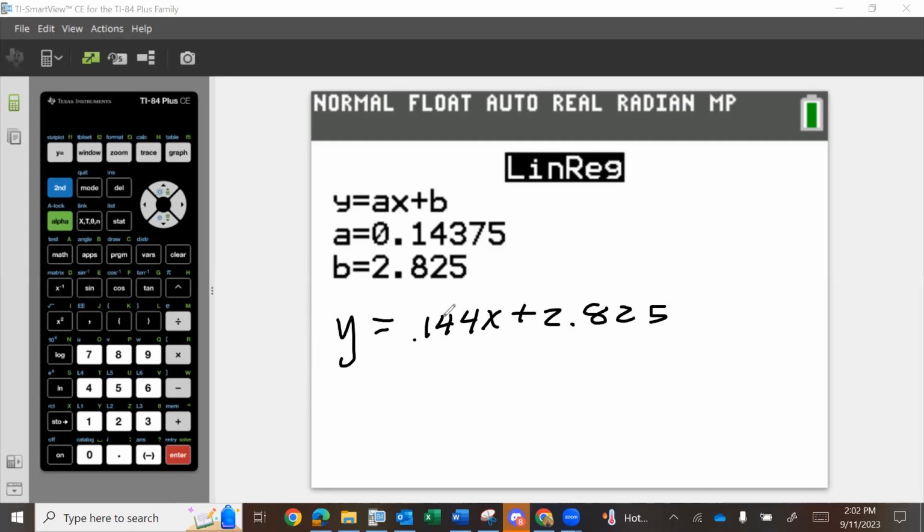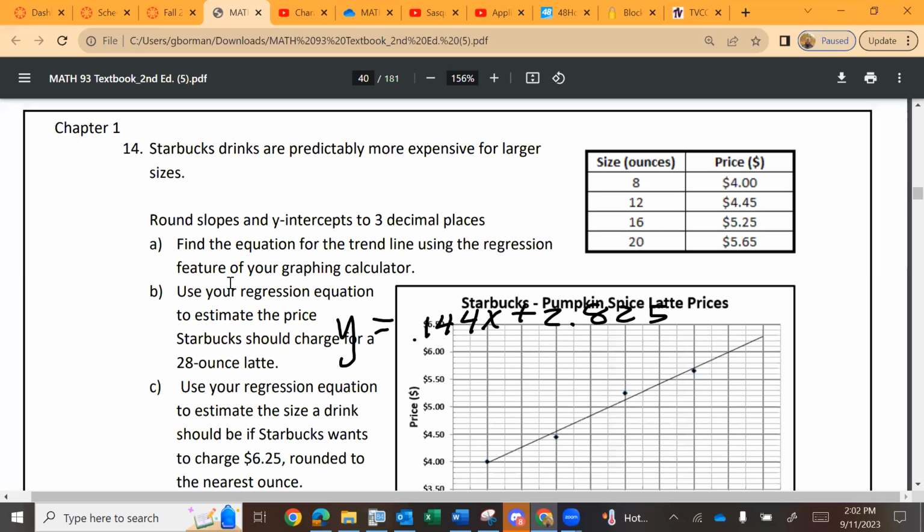All right. So that is going to be our equation. All right. So let's see, part B, use your regression equation. That's what we just got, what I just wrote down, to estimate the price Starbucks could charge for a 28-ounce latte.